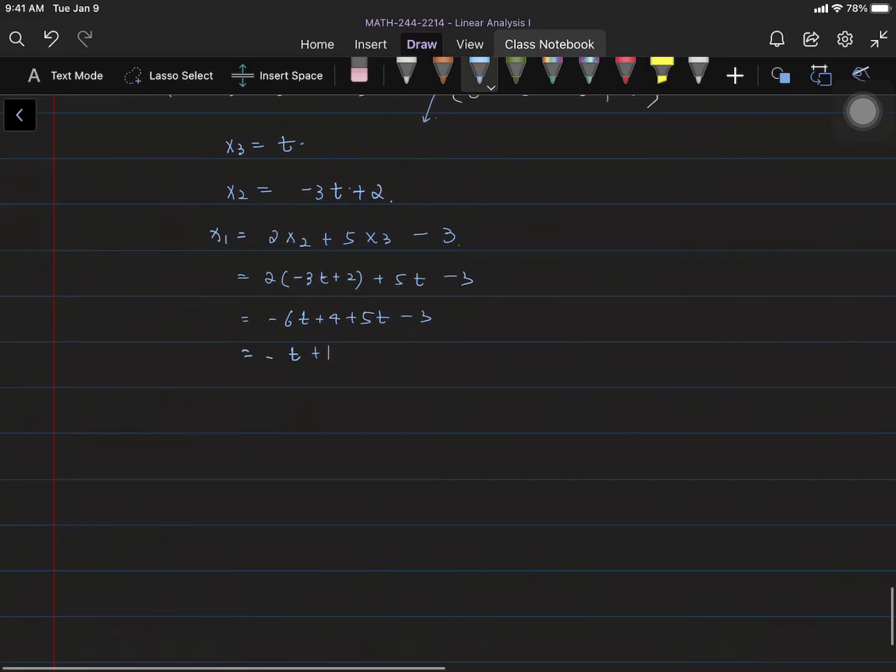So the solution set should be, we write it this way: x1, x2, x3, where x2 is -3t plus 2, x1 is -t plus 1, and t belongs to R. So here's the solution.